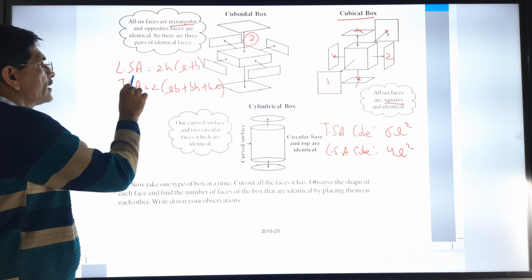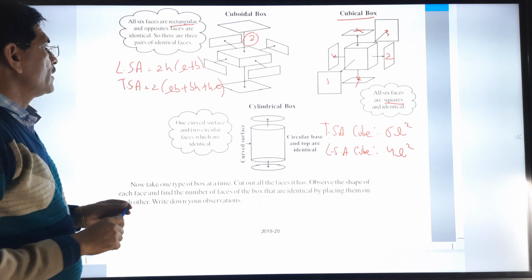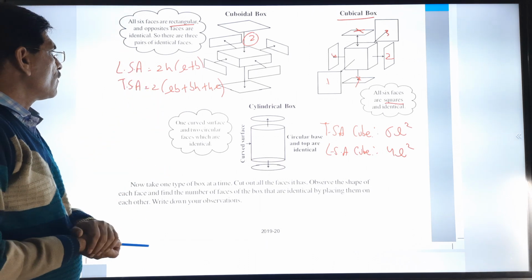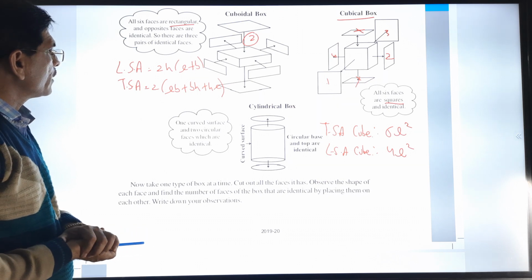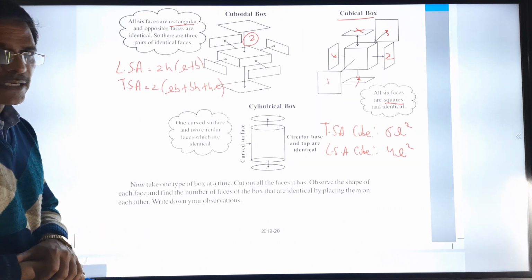Lateral surface area of a cuboid, that is 2H into L plus B. Total surface area of a cuboid, that is 2 into LB plus BH plus HL.